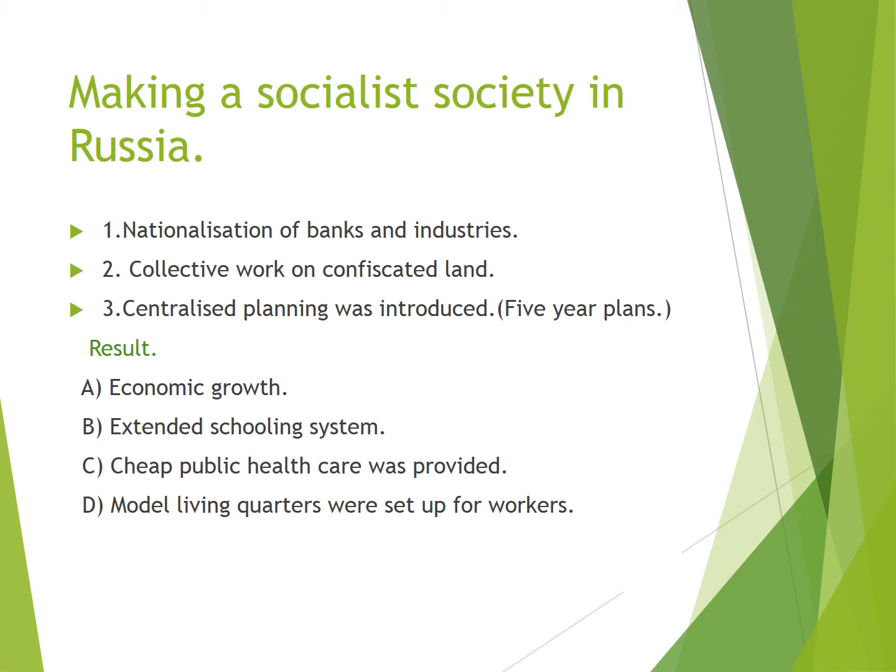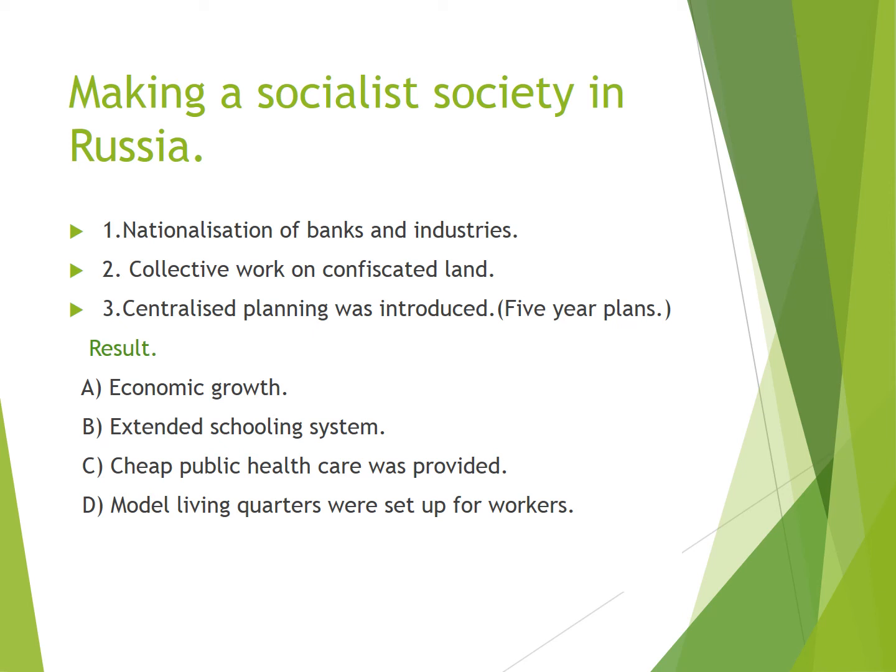The main goal of the Bolsheviks was making a socialist society in Russia. Nationalization of banks and industries was one of the bold steps they took. Collective work on confiscated land and centralized planning was introduced. So all the five year plans and everything came into the picture.